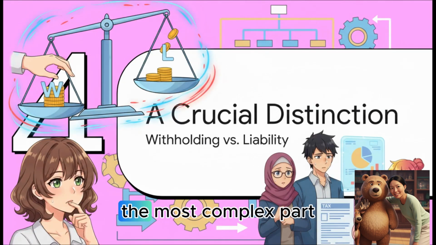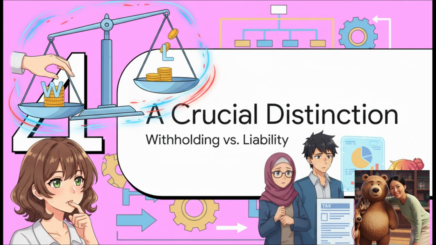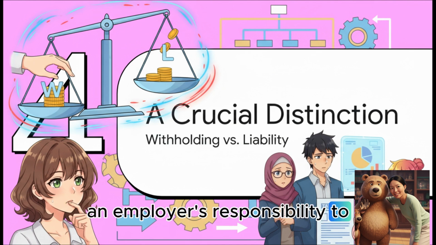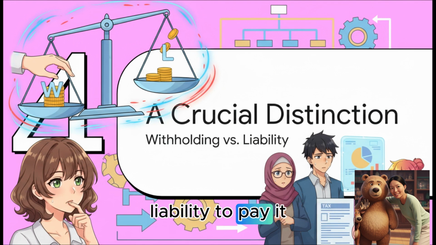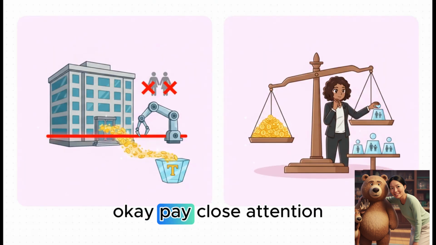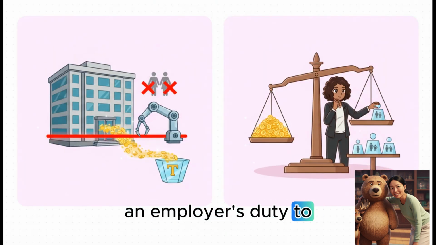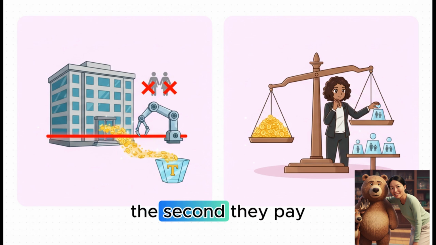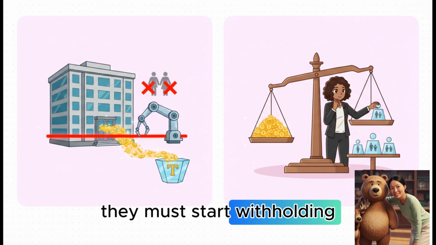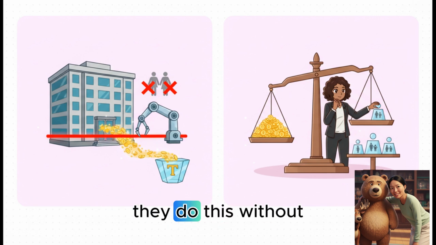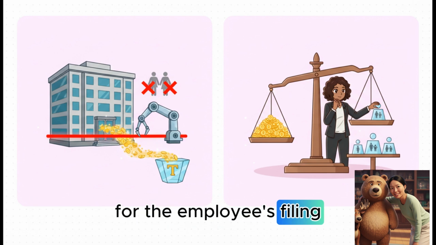And that brings us to the most complex part of this topic, and a place where test takers often get tripped up. We have to understand the difference between an employer's responsibility to withhold the tax versus an employee's actual liability to pay it. And believe me, they are not the same thing. Okay, pay close attention here. An employer's duty to withhold is very simple. The second they pay an employee more than $200,000 in a calendar year, they must start withholding the 0.9% tax. They do this without any regard for the employee's filing status.